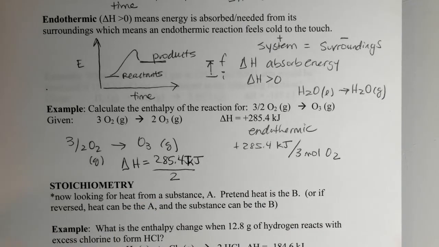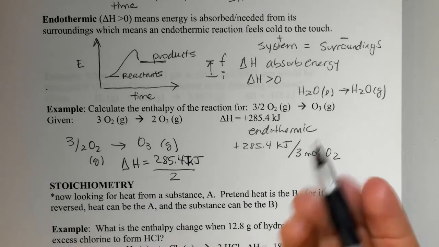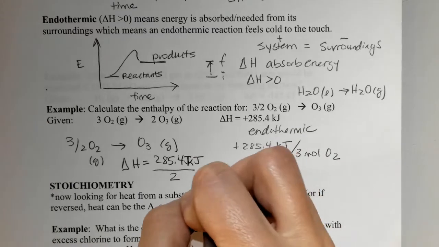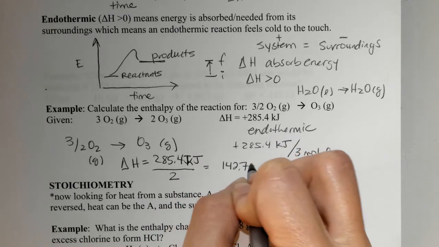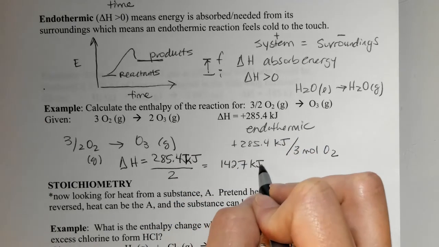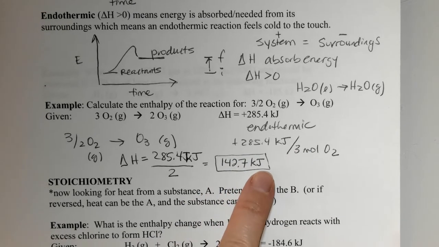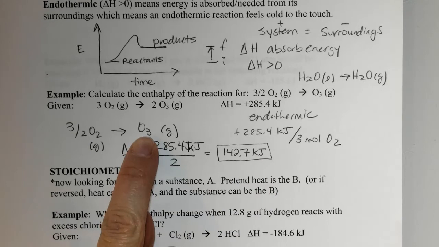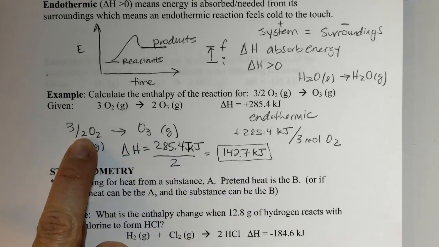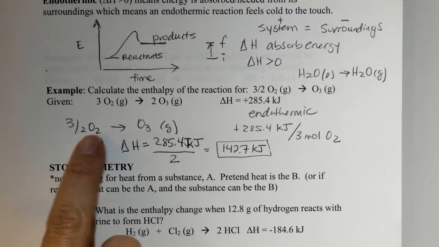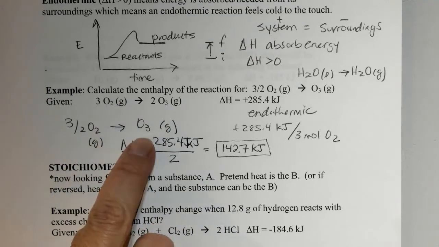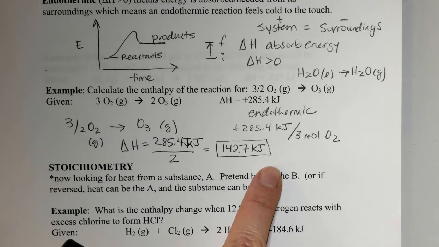So 285.4 divided by 2, that delta H would be 142.7 kilojoules. And again, that's written as 142.7 kilojoules for every 1 mole of ozone, or for every 1.5 moles of O2. So it's the same reaction, I just cut it in half, so my energy absorbed would be cut in half.